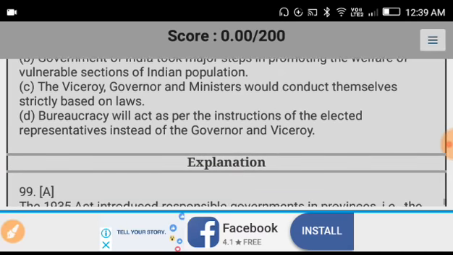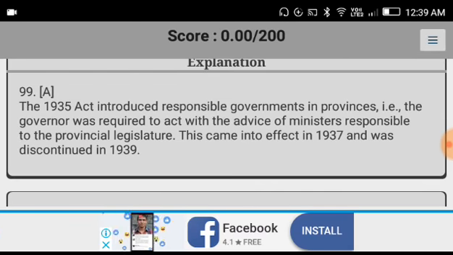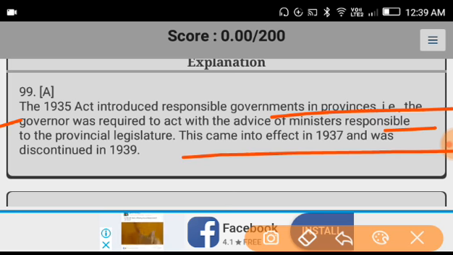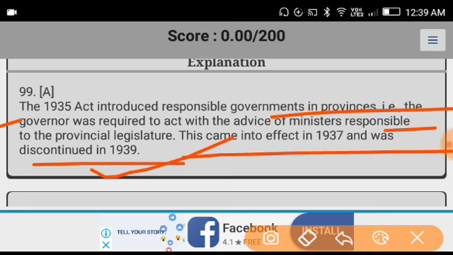No. So mainly the Government of India Act 1935 introduced responsible government in provinces, that is, the governor was required to act with the advice of ministers responsible to the provincial legislature. This came into effect in 1937 and was discontinued in 1939. Okay.